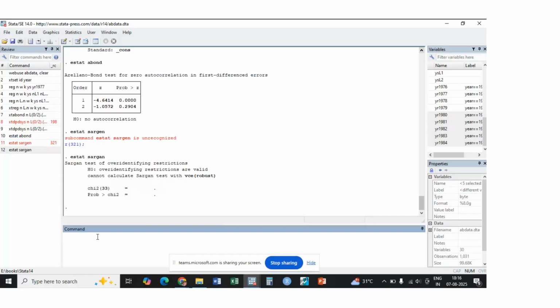I will share the do file. For those who are online, that is okay. So you guys just try this estat sargan. It's for overfitting.